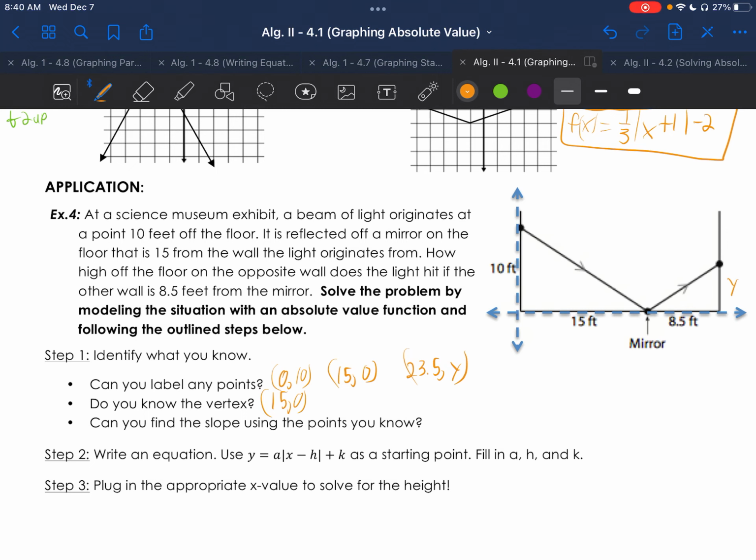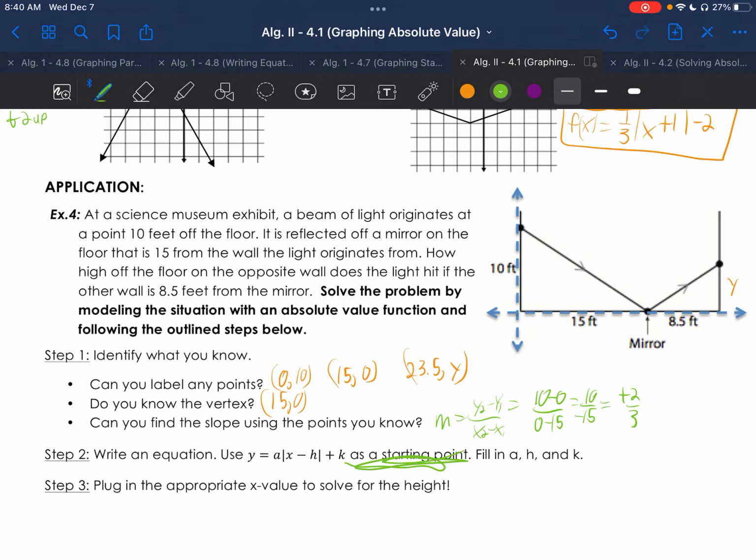So now can we find the slope using the points we know? Yeah, we totally can. So we can use these 2 points and do, so m equals y2 minus y1 over x2 minus x1, and we can get 10 minus 0 over 0 minus 15, we get 10 over negative 15, which reduces to negative 2 over 3. And so that'd be really a positive 2 over 3 because it's a negative on this side, a positive on this side.